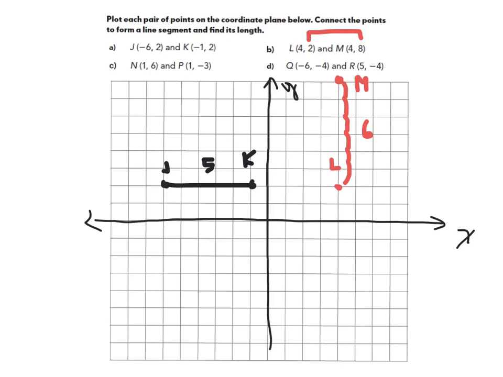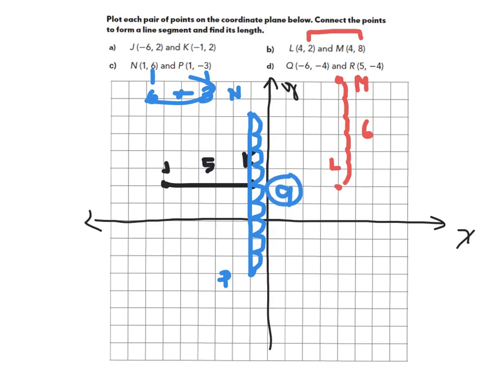If I move on to letter C, they give me point N at 1, 6, and point P at 1, -3. This is a much further distance. If I count it, it's 1, 2, 3, 4, 5, 6, 7, 8, 9, a distance of 9. But I also know here that 6 is 6 away from the axis, and -3 is 3 away. So that total distance between them is also 9.